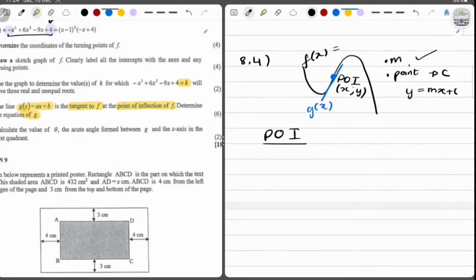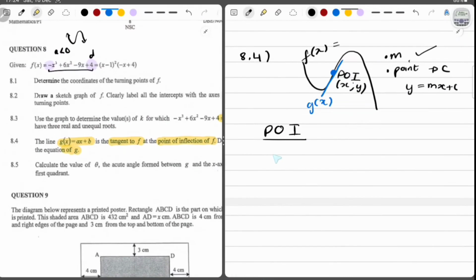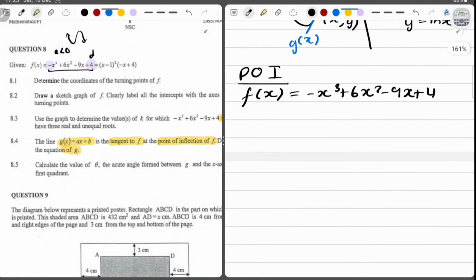Let's go ahead and find that. Since we know that the equation of this graph or function is f of x is equal to negative x cubed plus 6x squared minus 9x plus 4, to find the point of inflection, remember, you get the second derivative and set it equal to 0. So let's first of all derive, which we already have, but I'll just derive quickly. So that's negative 3x squared plus 12x minus 9. Then derive it again. And so this is going to be negative 6x.